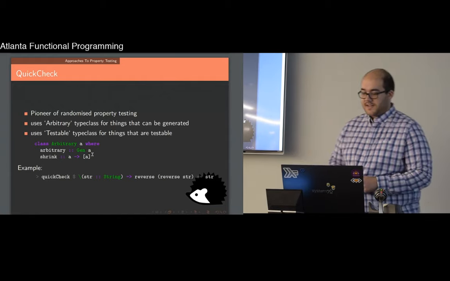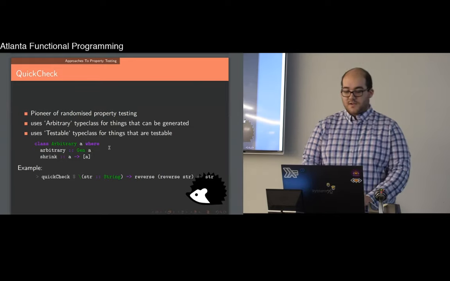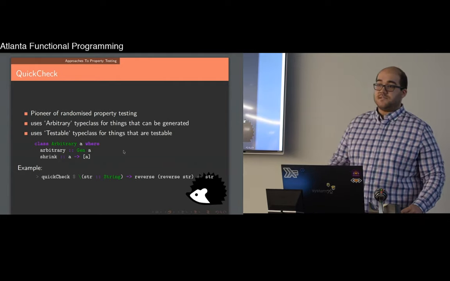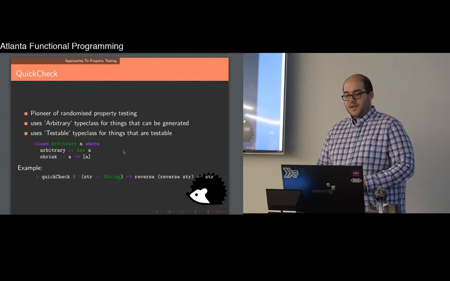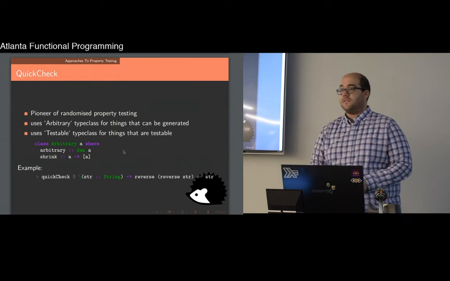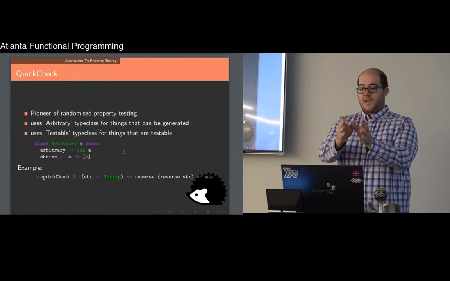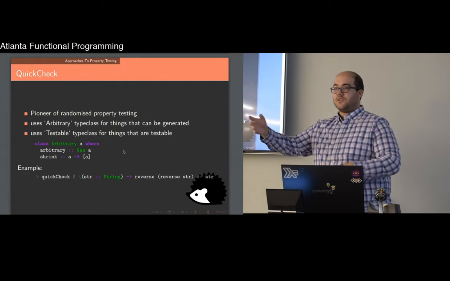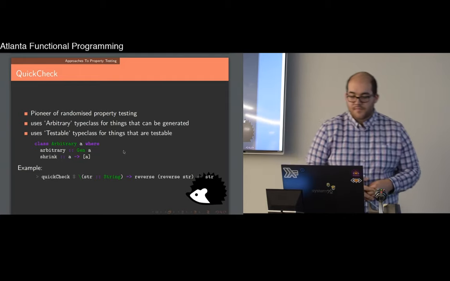The arbitrary type class parameterizes one type A, and it has two type class methods. It has arbitrary, which has type Gen A, which you can guess is a way to actually generate values of type A. And then it has a shrink function that takes an A and produces a list of A's. The idea behind the shrink function is that you take one A and you produce a bunch of A's that are consecutively smaller, in shrinking terms, than the A that you gave it.